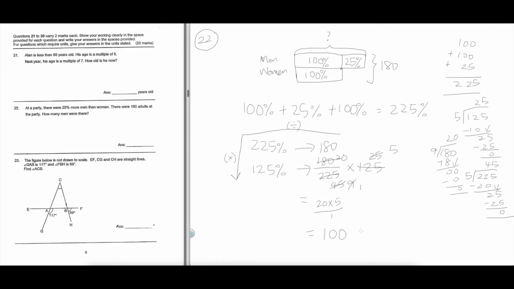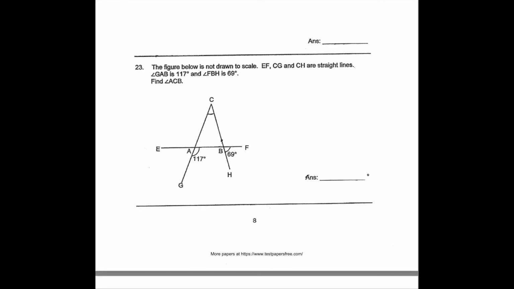Okay, so how many men are there? 100 men, because men is 125%. Okay, so there are 100 men. Got it? So working takes quite a long time, but it's all worth it. This is 2 marks. So if you get 21 and 22 correct, that's 4 marks already. That's a lot of marks, and that's very manageable. Okay, for question 23.